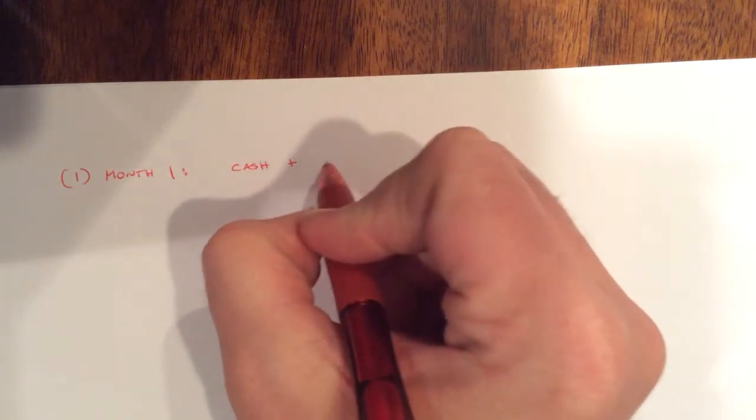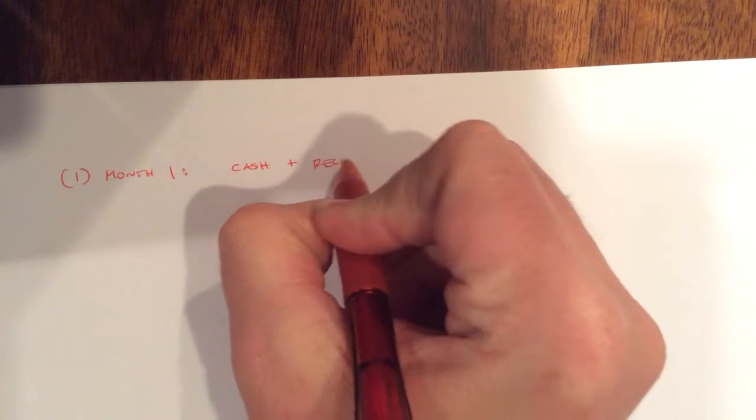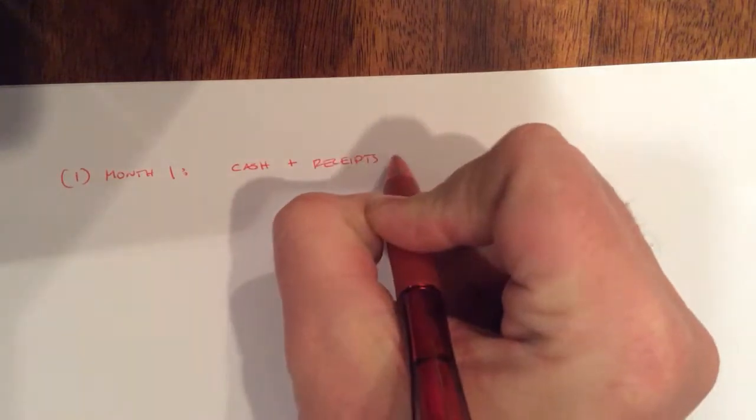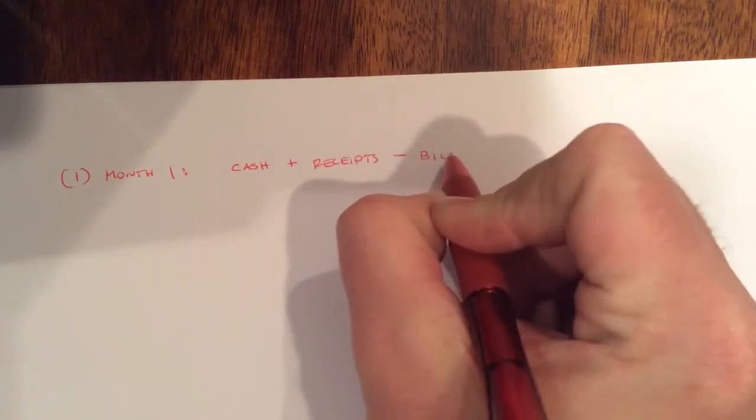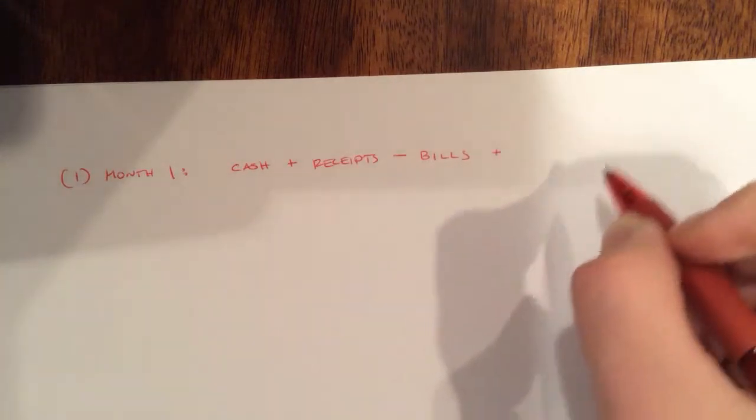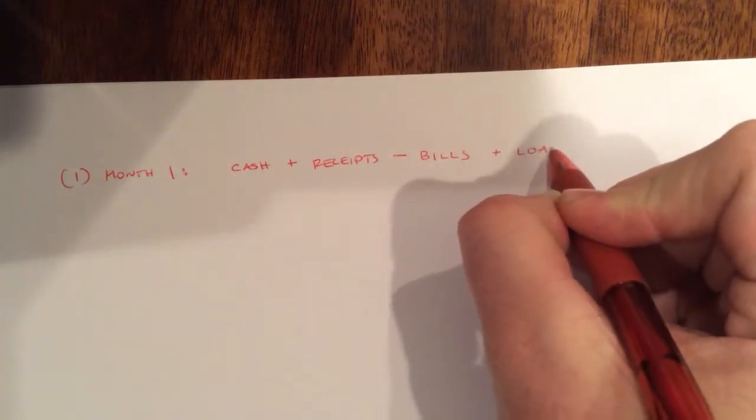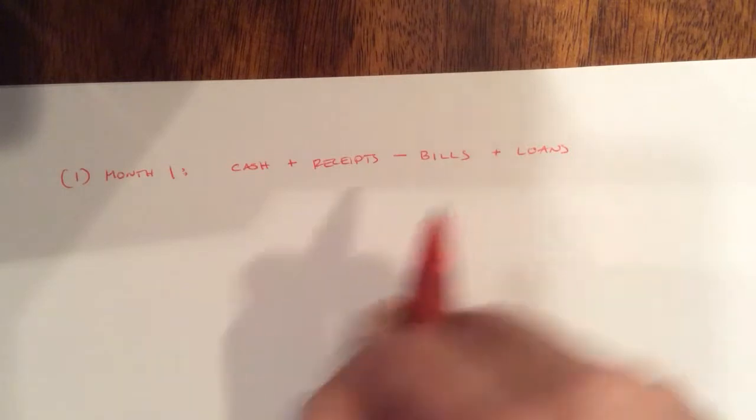plus our receipts or our sales minus our bills plus the amount of loans that we get. All right, so let's think of this real quick.